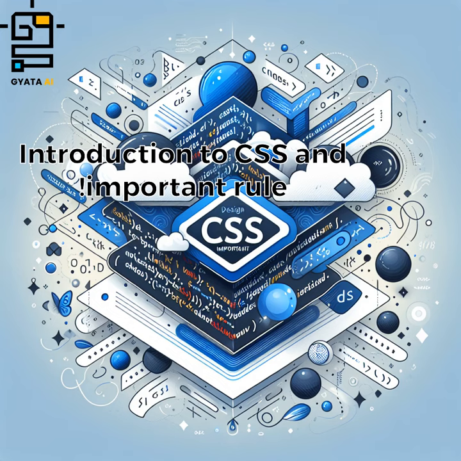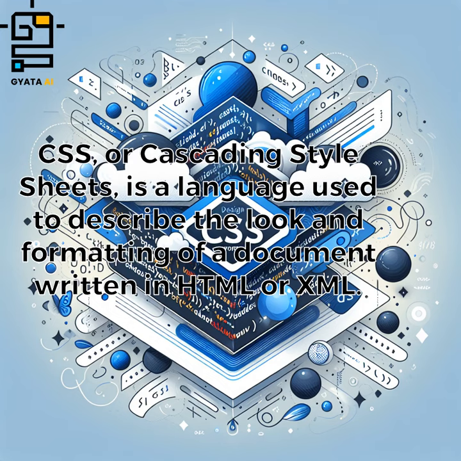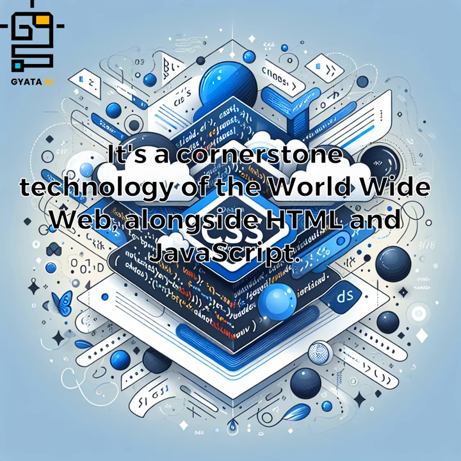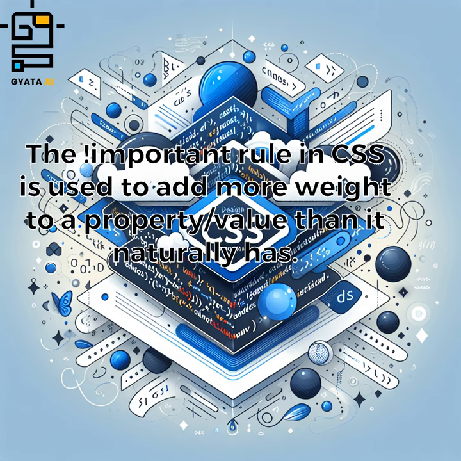Introduction to CSS and Important Rule. CSS, or Cascading Style Sheets, is a language used to describe the look and formatting of a document written in HTML or XML. It's a cornerstone technology of the World Wide Web, alongside HTML and JavaScript. The important rule in CSS is used to add more weight to a property value than it naturally has.